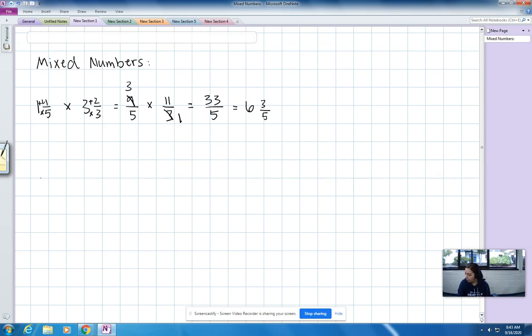We're going to try another one like that. We are going to do 4/9 times 3 3/4. So in this case, we're only going to have to change the one mixed number. We can just leave this fraction alone.